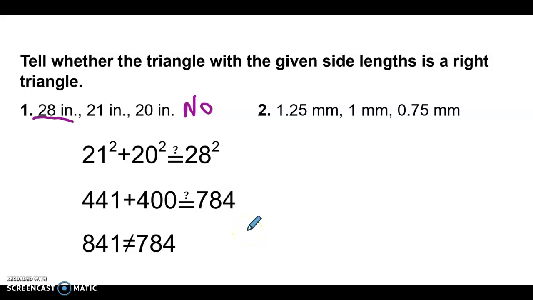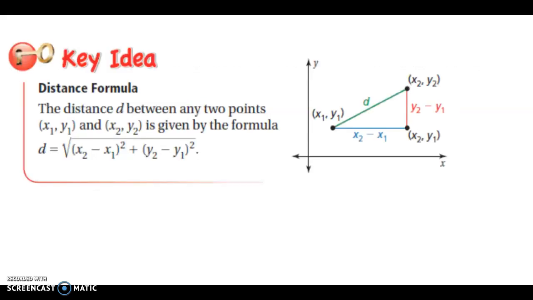So that's one way that we can apply the Pythagorean theorem, just to calculate if something is a right triangle or not. Another way that we can use the Pythagorean theorem, and this is actually a very useful formula that'll come up again and again, is just the distance formula, is what it's called.